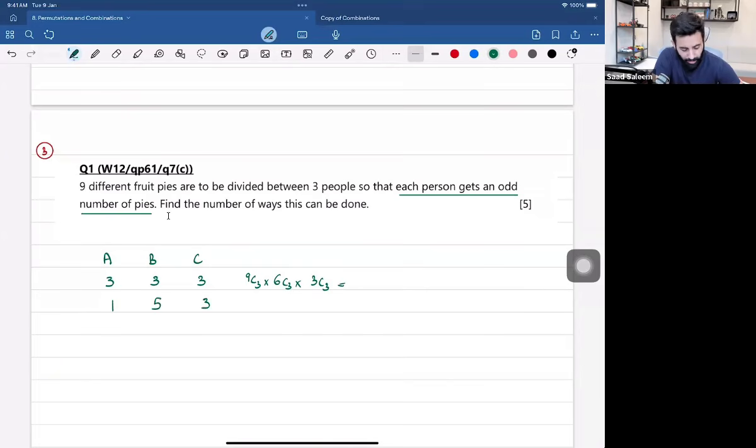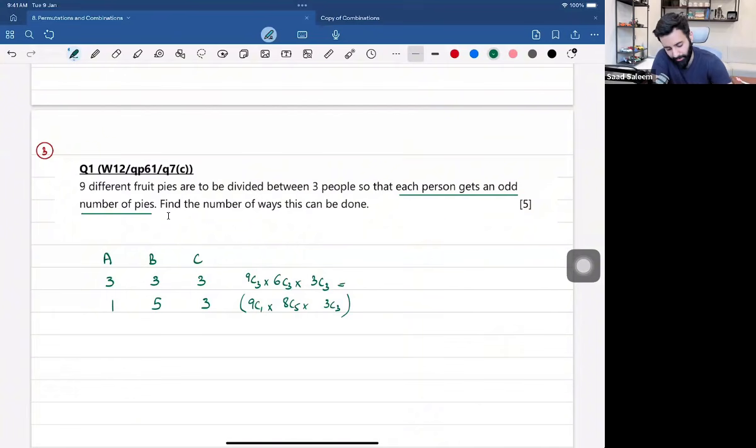153 is absolutely correct. But how do we work this out? 153 means 9C1 into 9 minus 1, that's 8, 8C5 into 8 minus 5, which is 3. So that's 3C3. Now, there are so many other ways that we can shuffle 153. Okay, and we have to consider that.